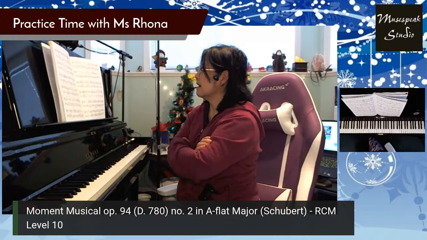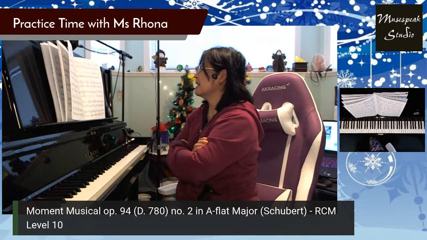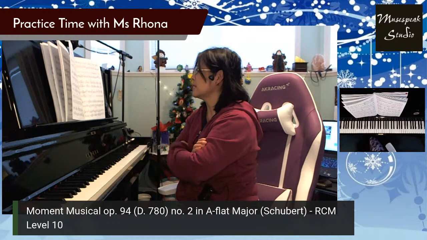I've got to drill page 3, because frankly, I suck on page 3. All right, but since it's the last week before holidays and brain power is an issue, I'm going to pick the suckiest part, I guess. Yeah, the small part. Okay, so I'm going to drill the pickup into bar 42.